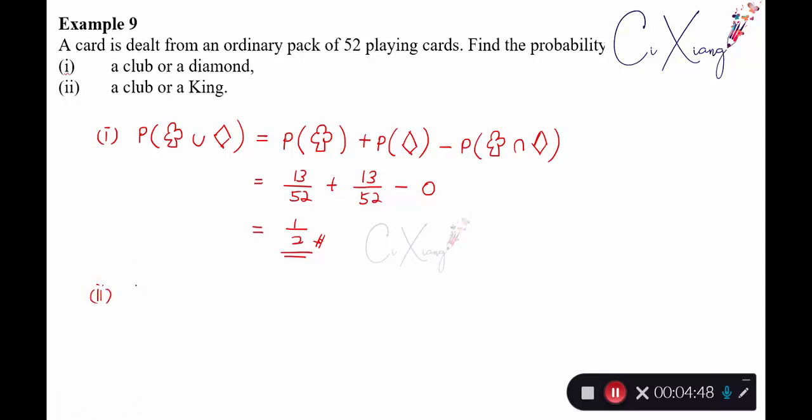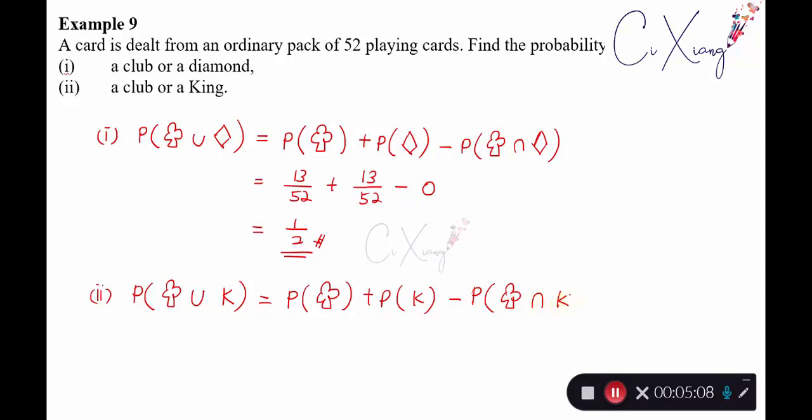Okay, then we go for part number 2. For part number 2, they are asking for a club or, meaning union, a king, so K. Again, I will apply the addition rule first. So I have the probability of club plus the probability of king, and minus the probability of getting a club intersect with king. Now we have 13 club cards in the set of playing cards. Then how many king cards do we have? We have a spade king, heart king, diamond king, and also the club king. So in total, you have 4 of them.